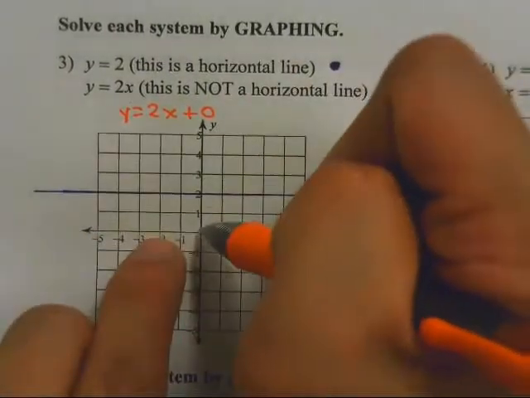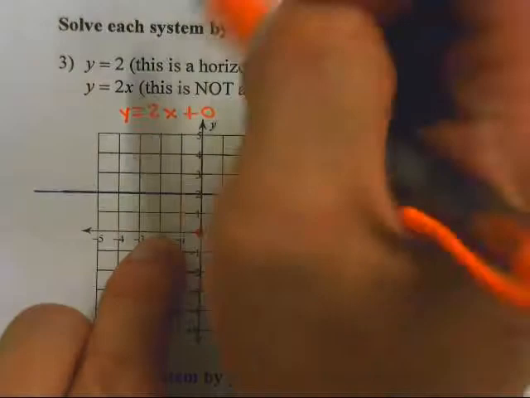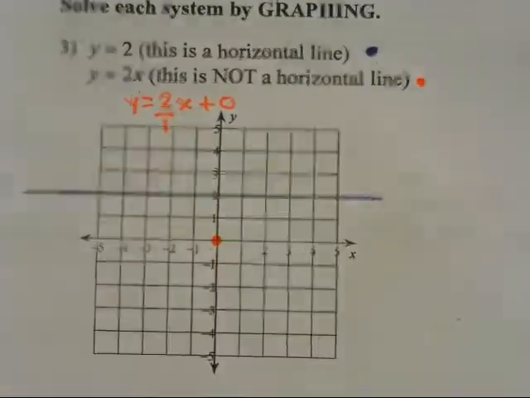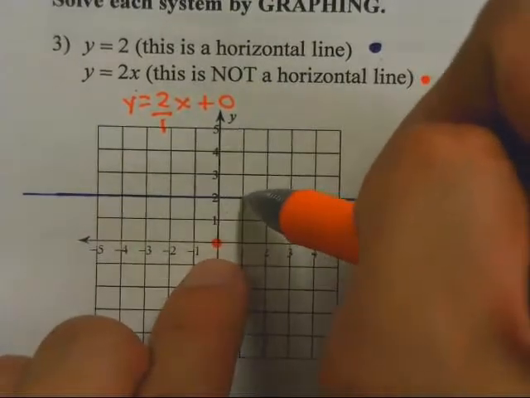That means for us, we will start on 0, 0. Your slope is 2 over 1. You're going to go 2 up, 1 to the right, 2 up, 1 to the right, 2 up.